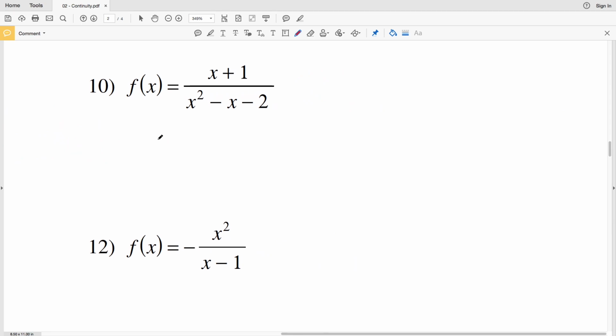And number 10, I can factor this denominator. So I'll get x plus 1 in my numerator, and that's going to be all over what multiplies to give me negative 2 and adds to give me negative 1. That's going to be a negative 2 and a positive 1. So I'll have x minus 2 times x plus 1. Now, x minus 2 cannot be canceled out. So it is an essential discontinuity when x minus 2 equals 0 because it cannot be canceled out.